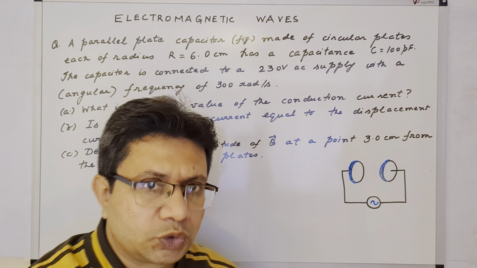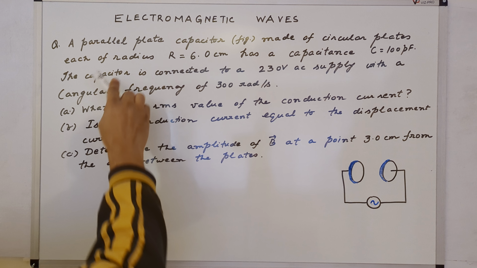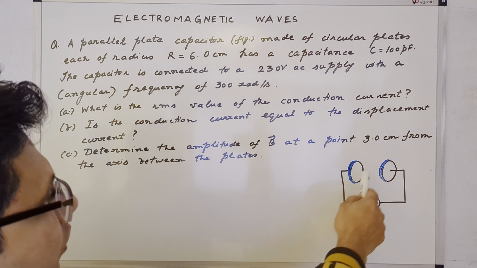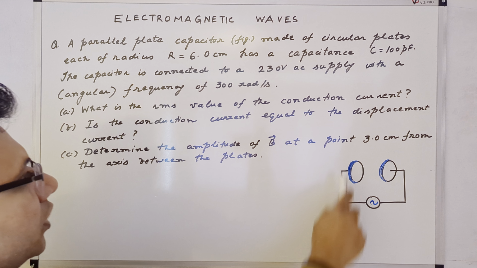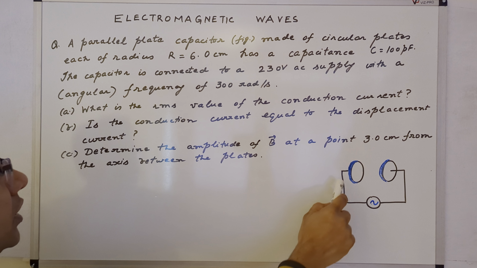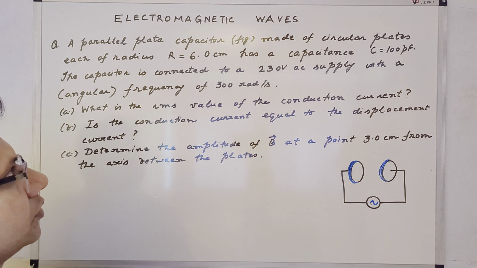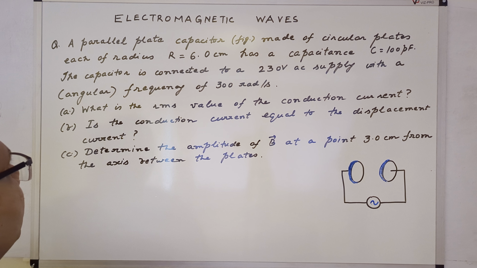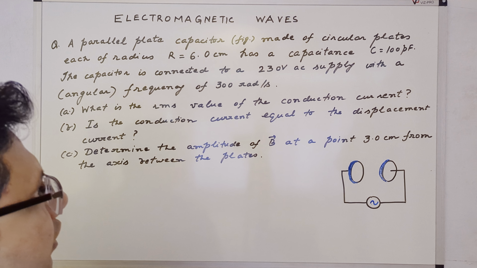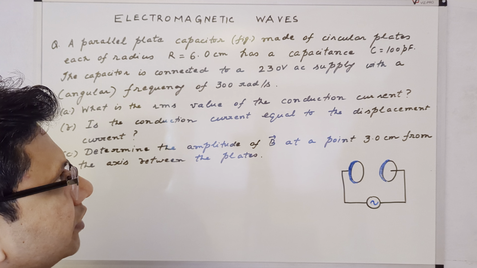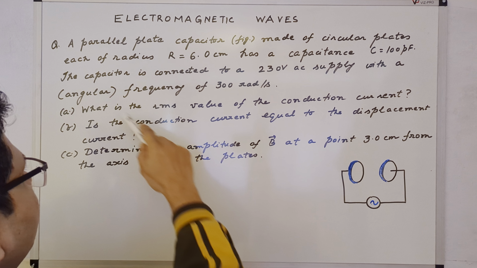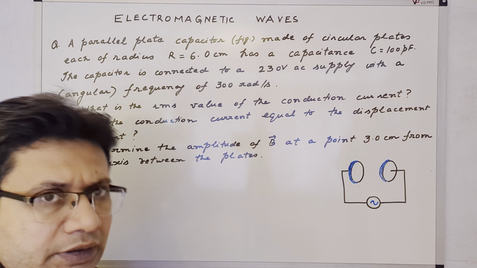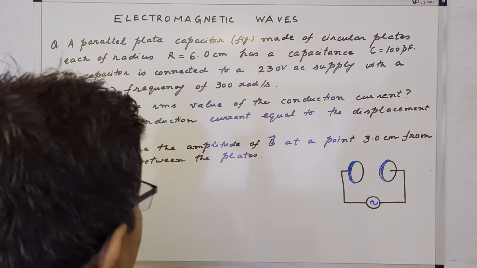Hello viewers, the question is: a parallel plate capacitor shown in figure, made of circular plates each of radius r equal to 6 centimeter, has a capacitance C equal to 100 picofarad. The capacitor is connected to a 230 volt AC supply with angular frequency of 300 radians per second.